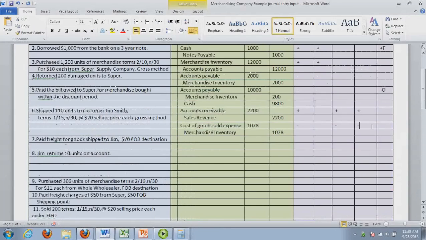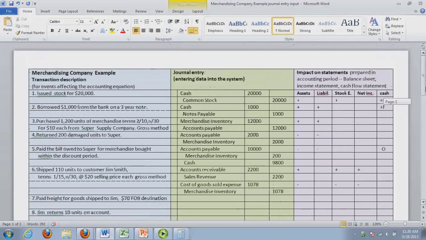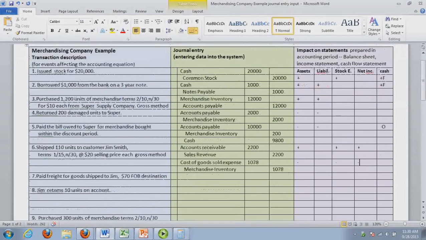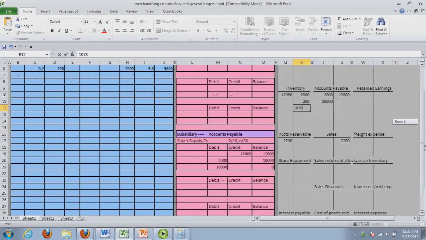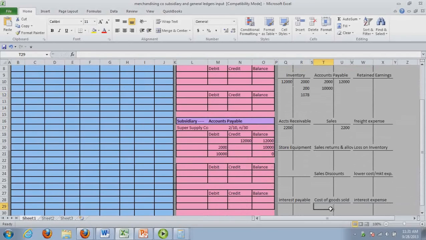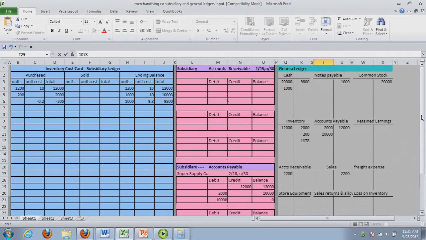Let's go to a subsidiary record and see what we've got there. I guess I can leave that there. Retail, let's do the general ledger first. So we have 2,200, I guess. Accounts receivable is going up, sales is going up, and then the cost of the goods were 1,078. So inventory is going down by 1,078. Cost of goods sold is being recognized somewhere. There it is, 1,078. Okay, so we've got the general ledger updated.